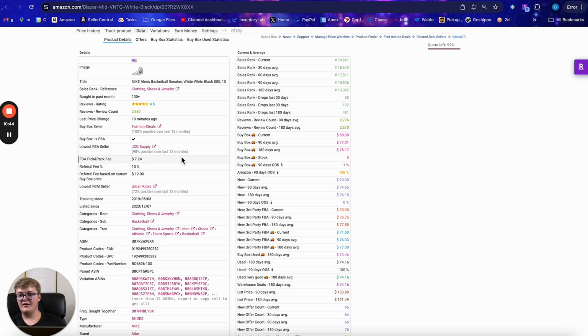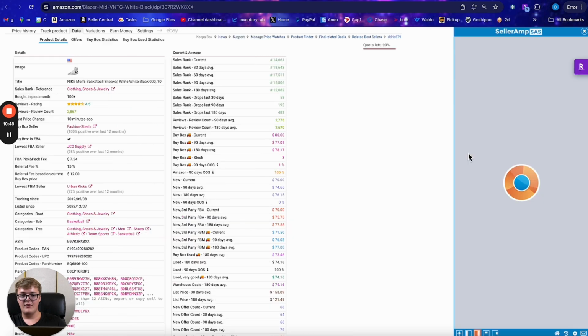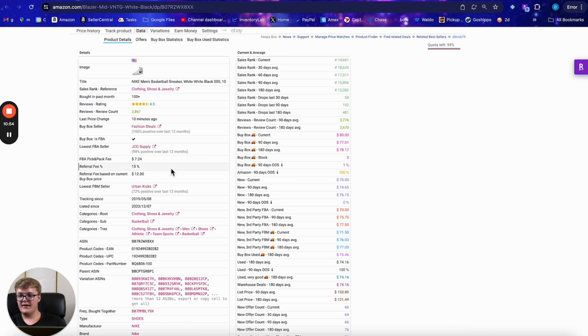This is really interesting too. But good thing you have SellerAmp to use so that you can just plug your cost in and it's going to tell you the fees automatically. With this right here, you would have to type it in manually. Like you would have to take your sale price, subtract the pick and pack fee, and subtract the referral fee. It actually shows the referral fee based on the current buy box price, which is pretty cool. But you don't really need to know this information once you have a tool like SellerAmp.